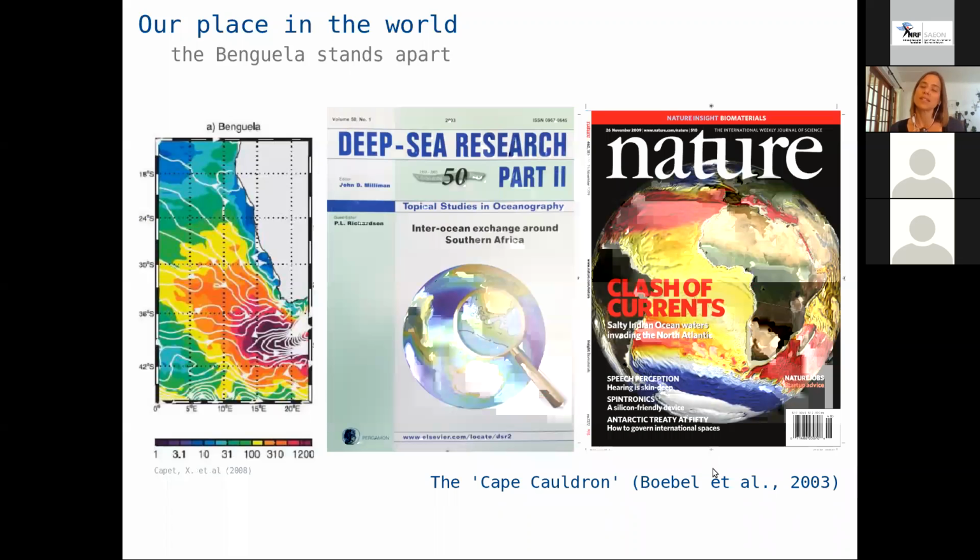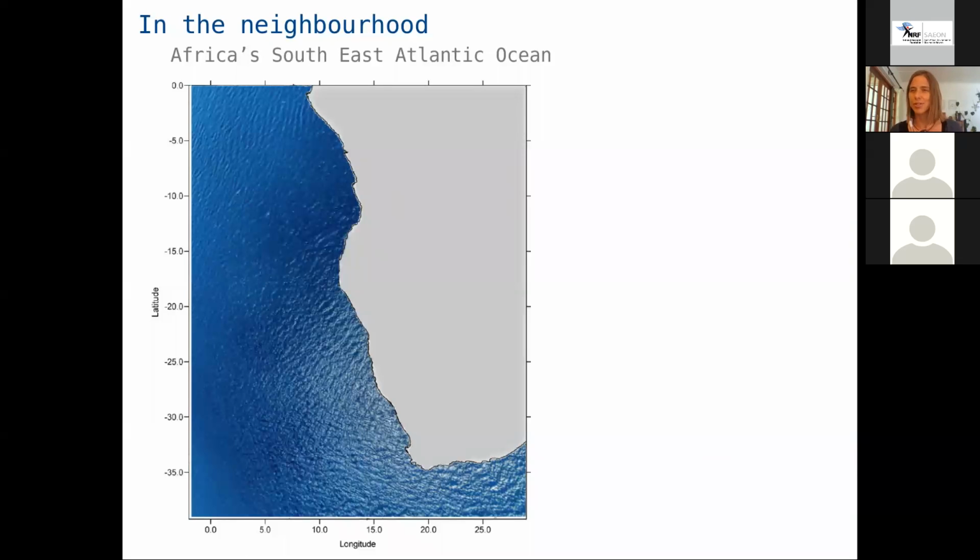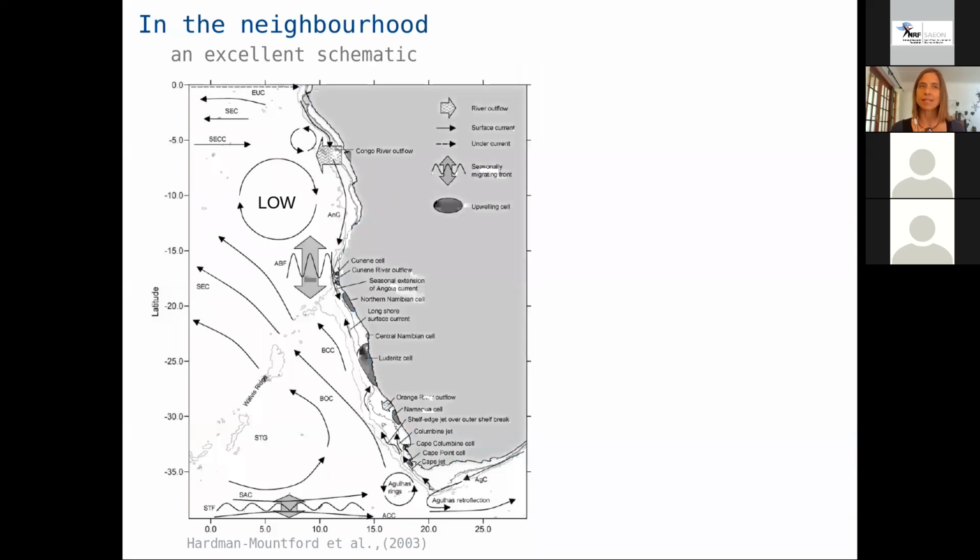So what I would like to do now is to give you a little tour of the Benguela upwelling system, which is essentially South Africa's sector of the Southeast Atlantic Ocean. So when I ask all of you to think about the Southeast Atlantic Ocean and what images it brings to your mind, it might be something like that. And that's fair enough if oceanography is not your thing. But for me, this is what comes to mind.